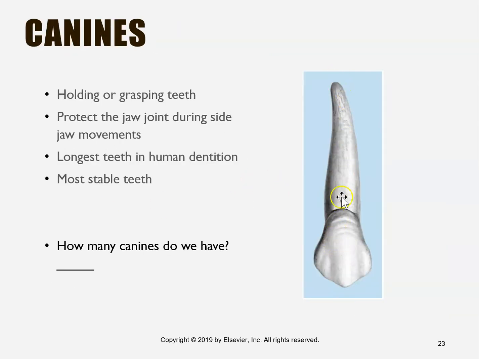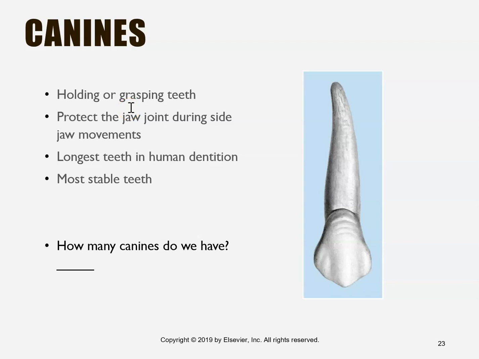Canines. Look how long the root is. The longest root, the longest tooth in the human dentition, is most stable because it has a long root. Because it has a long root, it's very stable. It's very hard for us to lose that tooth because it will not be displaced. It won't become loose. It won't shift because it's got a long root. And the function of a canine is to hold or grasp teeth.